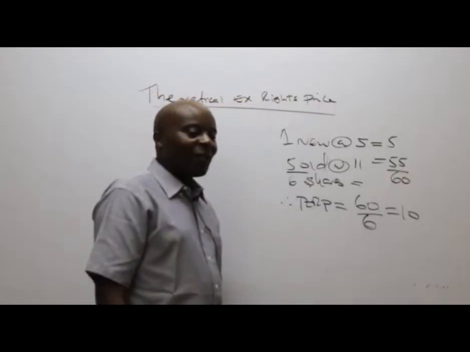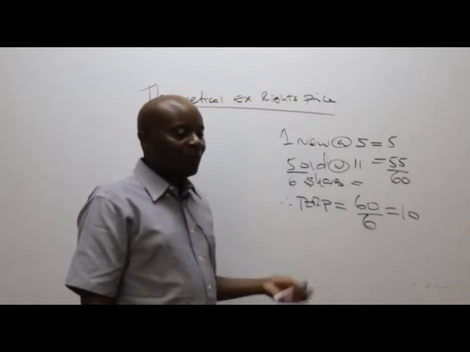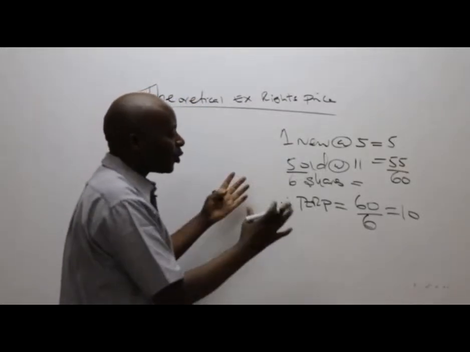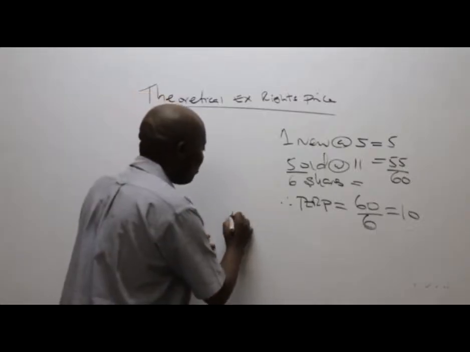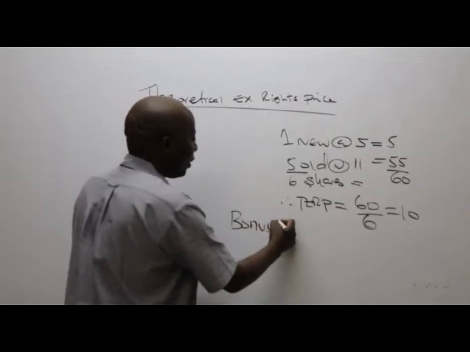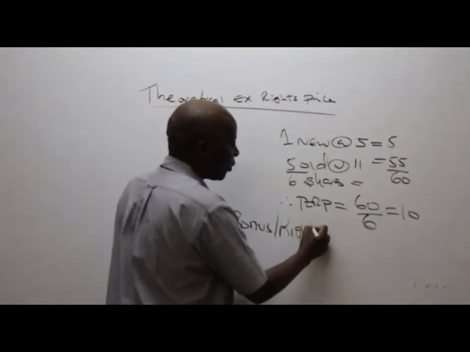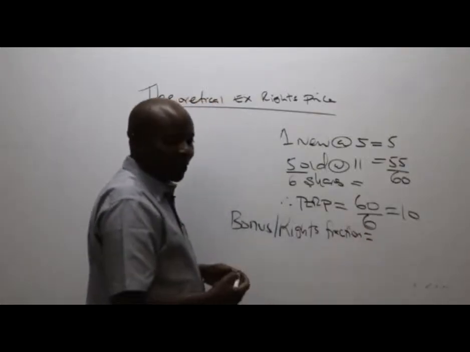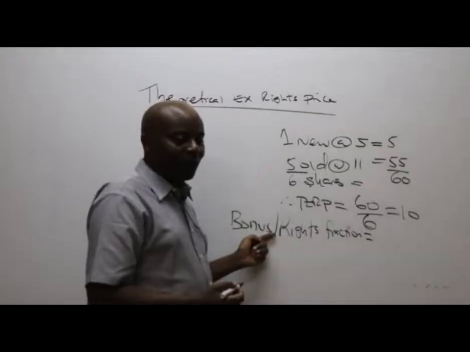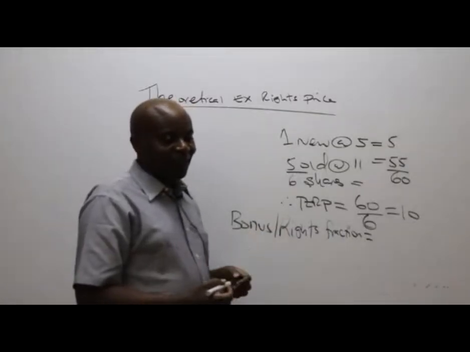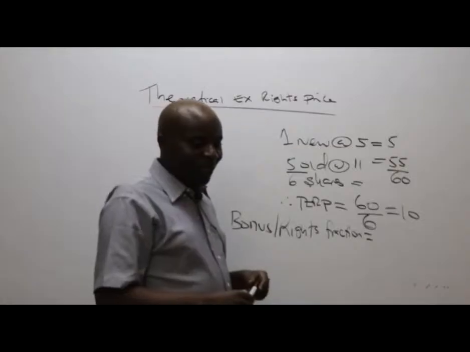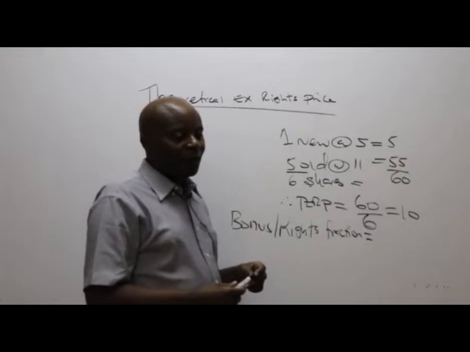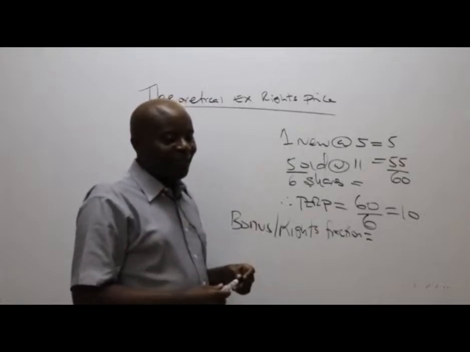And then, ladies and gentlemen, once you have given me this theoretical ex-rights price, because I'm an expert in this, I know there is a very important fraction that will be very important for me. This one we call the bonus, or even the rights fraction, that I'll be using in my EPS calculation. Is there somebody who can remind us the formula for the bonus slash rights fraction? Is there somebody who remembers that formula?